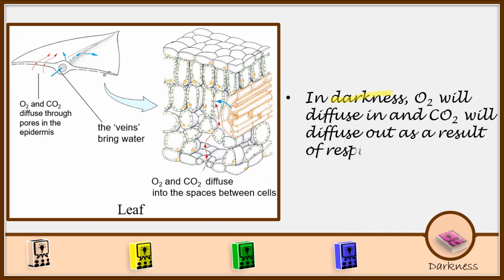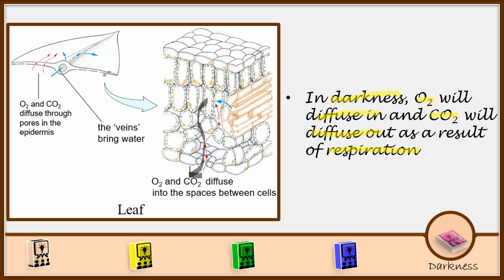In darkness, oxygen will diffuse in and carbon dioxide will diffuse out as a result of respiration. Now at night, what is going to happen? Carbon dioxide is going to diffuse out.